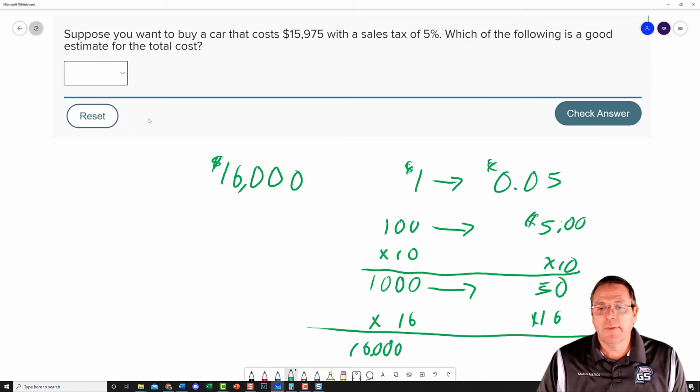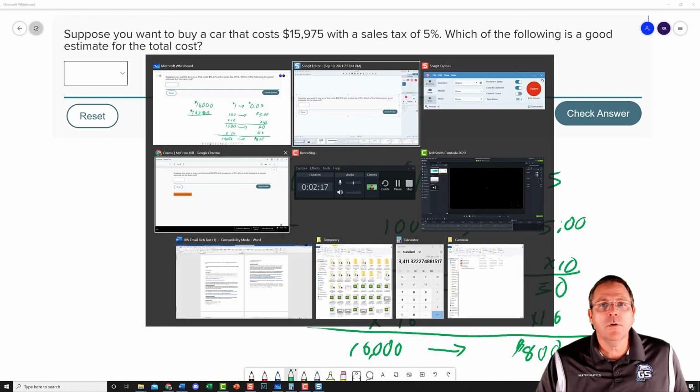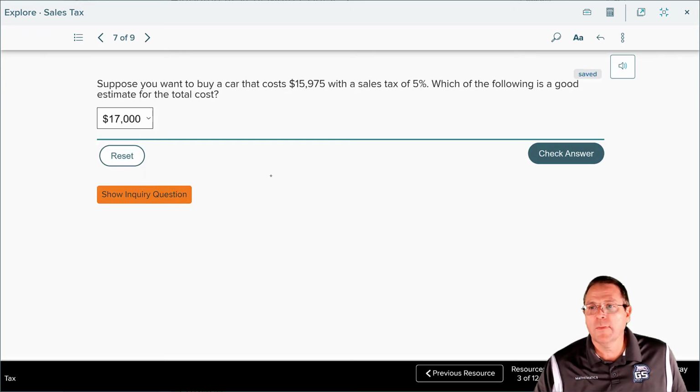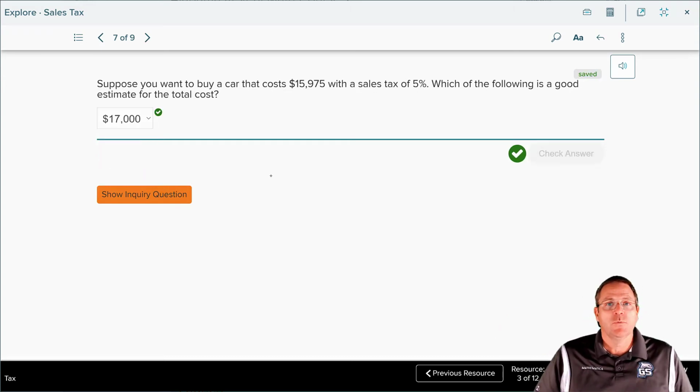That's going to give me $16,000. This is going to be 50 times 16. Well, if it was 100 times 16, it'd be 1,600. So we're looking at $800 is what you would end up with in tax. So now if we take our estimate, $800 added to $16,000, that's going to give us $16,800, which is pretty dang close, I think, to the $17,000 estimate that they gave us right here. So 17,000, check our answer, and it checks well.